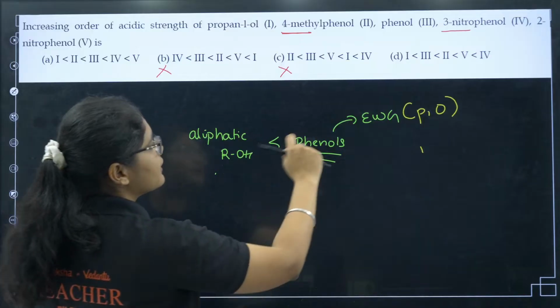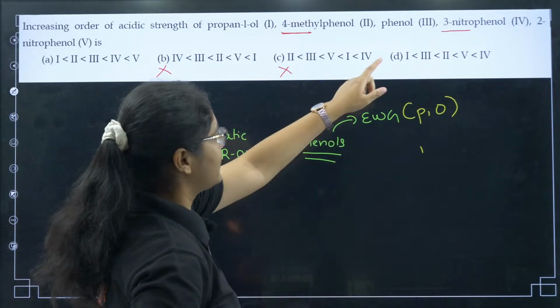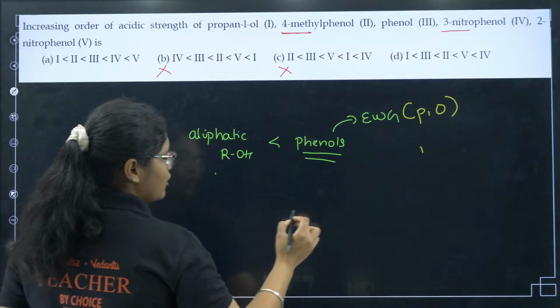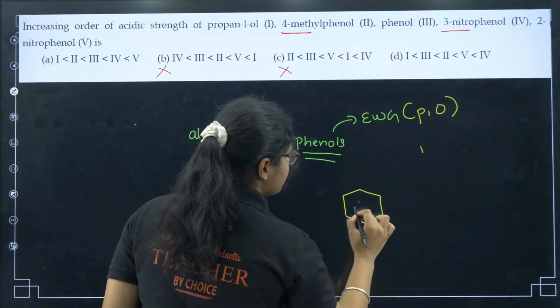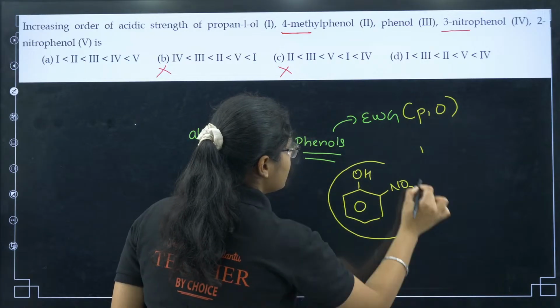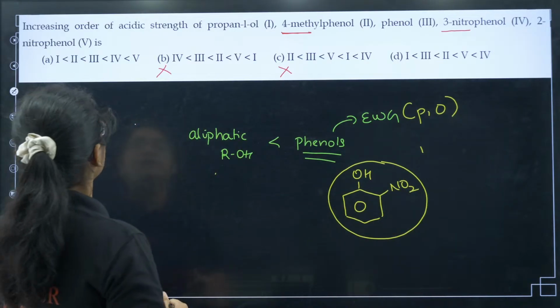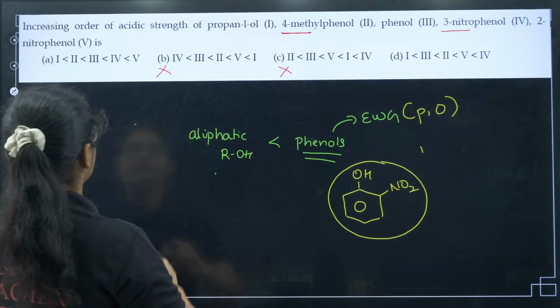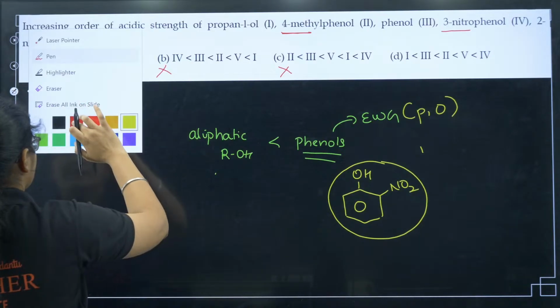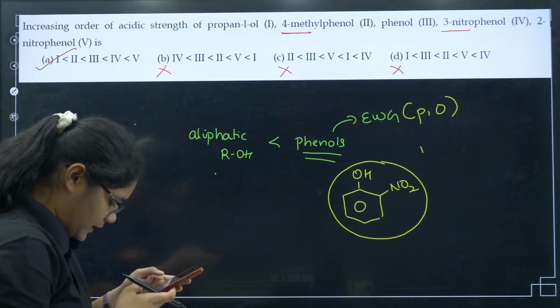So if I check 3-nitrophenol and 2-nitrophenol, in 2-nitrophenol this group is present at the ortho position, right? So it will be more acidic because the electron withdrawing group is present at the ortho position. So which one will be more acidic? The fifth one will be more acidic. So I can eliminate this also. Option A will be the correct answer.